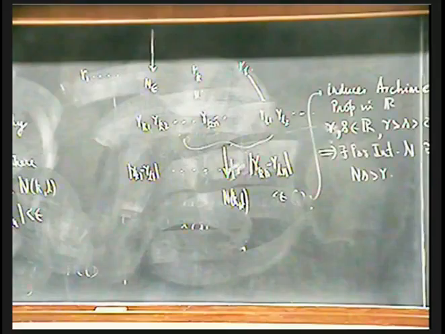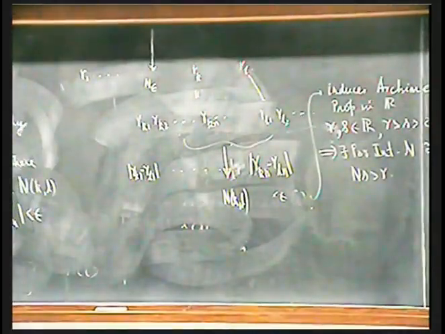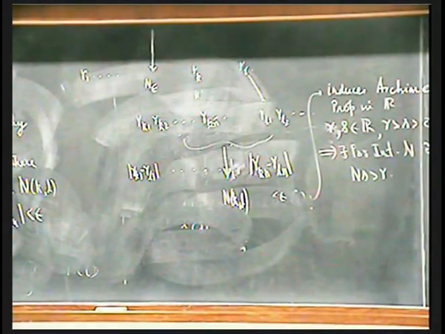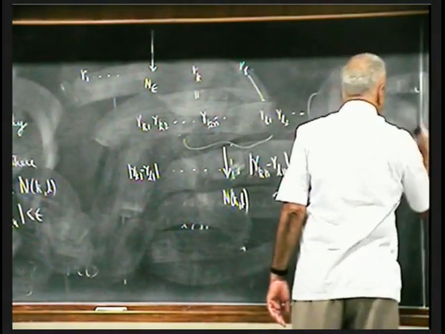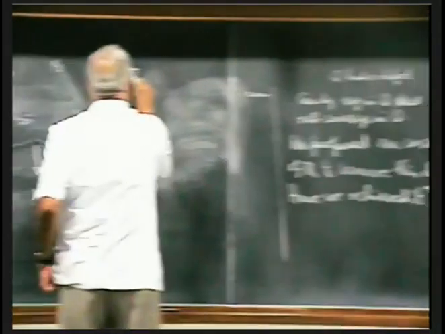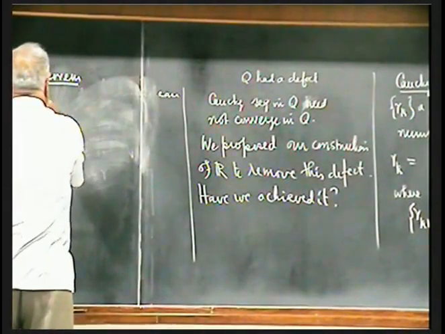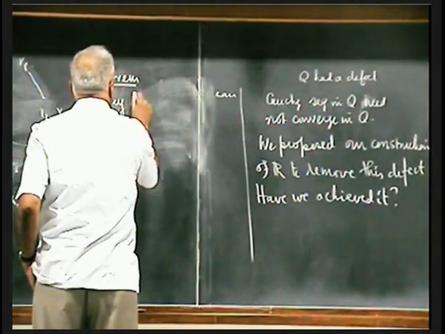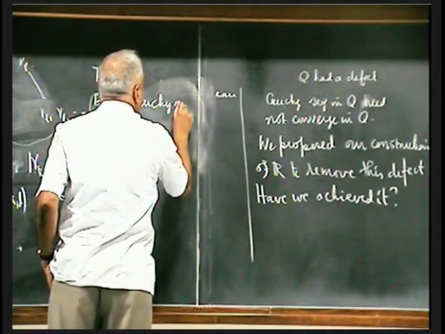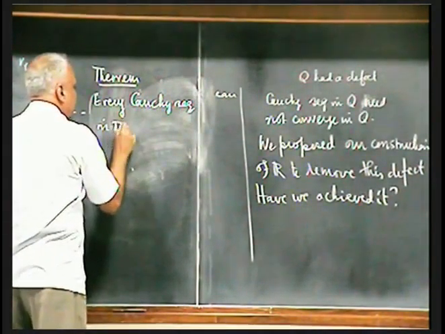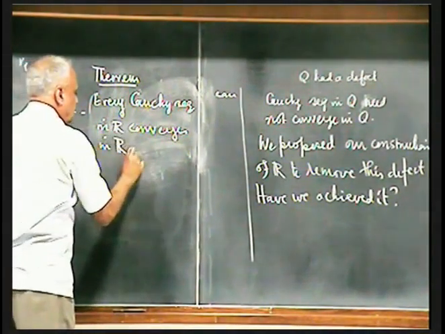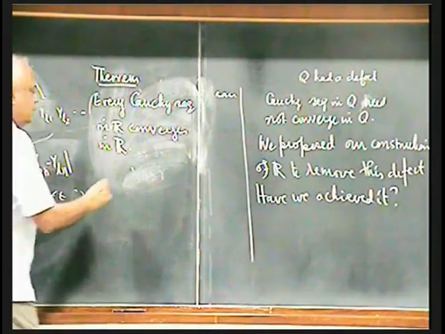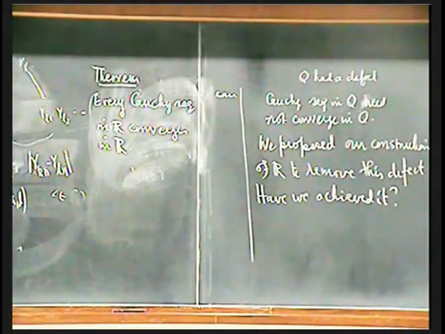And the theorem is, once you have a Cauchy sequence, it will converge. This is the completeness theorem of the real line. So what I will do is I will just take, this is the most important theorem. Theorem: every Cauchy sequence in R converges in R. That is, let me just write that. You know what the meaning is.